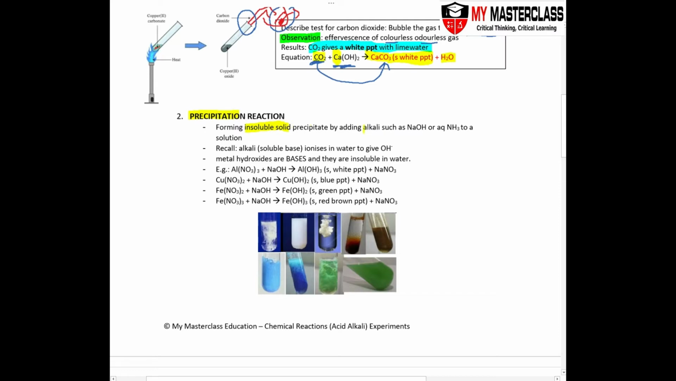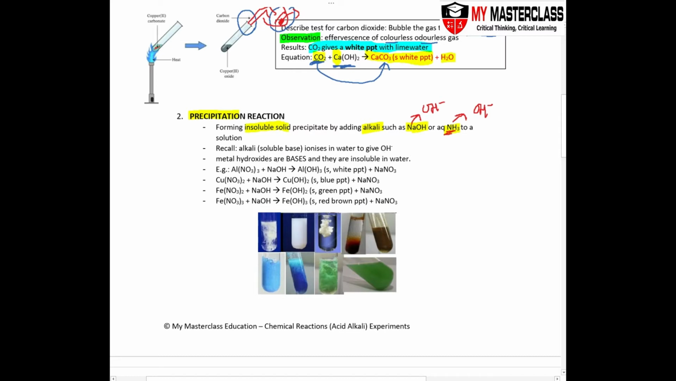Generally, we usually add the alkali. Example, your strong alkali sodium hydroxide or your aqueous ammonia. Okay, please bear in mind, these are alkali. What are alkali? Again, they have OH minus. So both of it will have OH minus in them, your strong alkali and your weak alkali. Okay, so recall alkalis, they are soluble bases, they ionize in water to give OH minus.